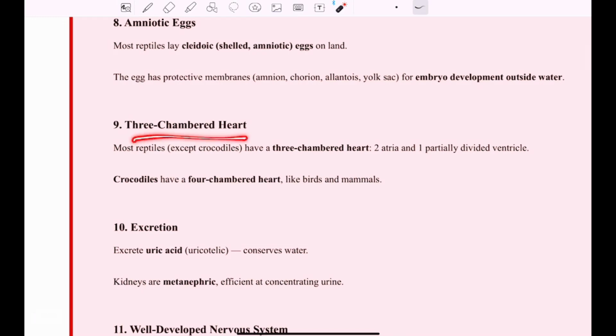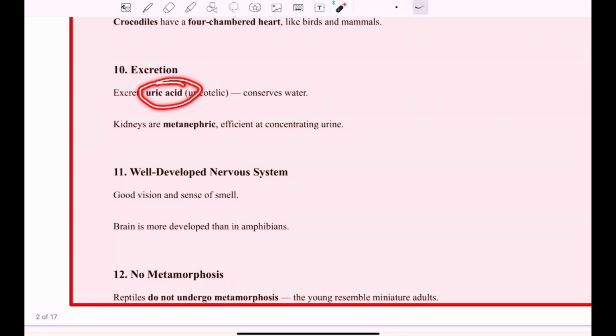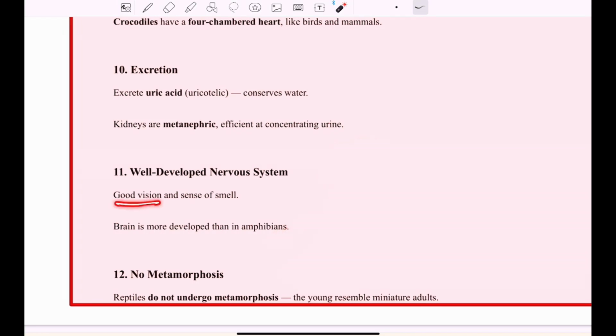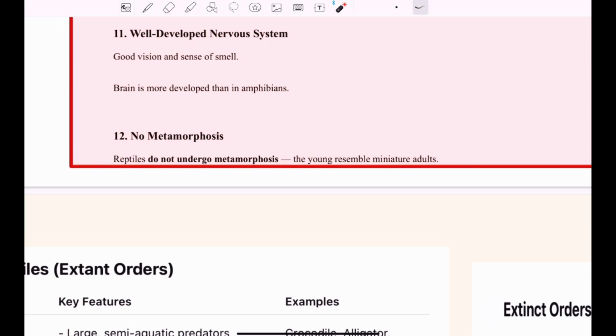They have a three-chambered heart with two atria and one partially divided ventricle. And the crocodiles have a four-chambered heart like the birds and the mammals. The excretion is uric acid, uricotelic, they conserve water. The kidneys are metanephric, and they have a well-developed nervous system. They have a brain, and they also have cranial nerves attached to it. They have good vision and sense of smell. The brain is more developed than in the amphibians. They do not undergo any metamorphosis.